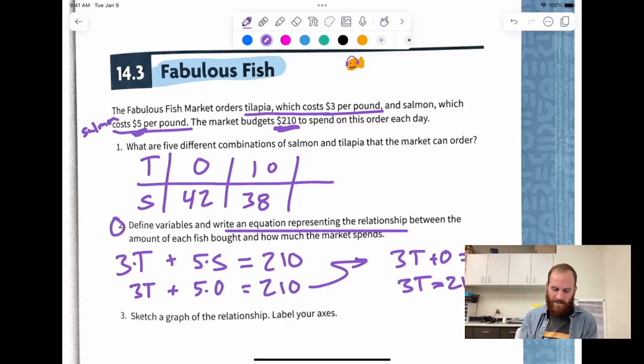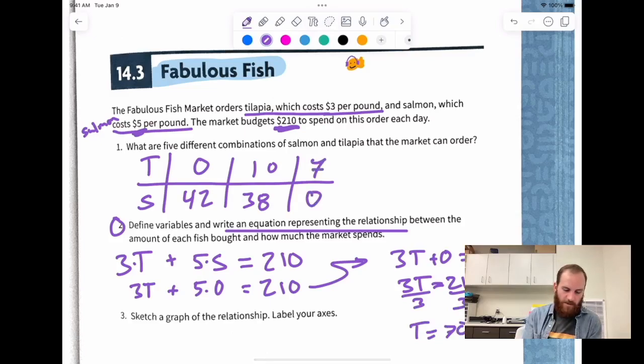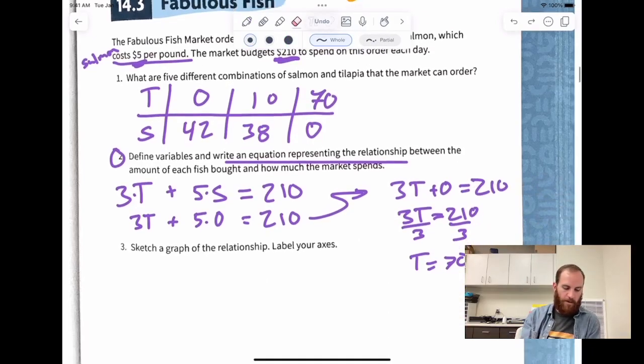We divide 210 by 3. We get t equals 70. So if we have 0 salmon, we have 70 pounds of tilapia. Fantastic. We've got those 3 points. All right? I'm going to keep that work up there.